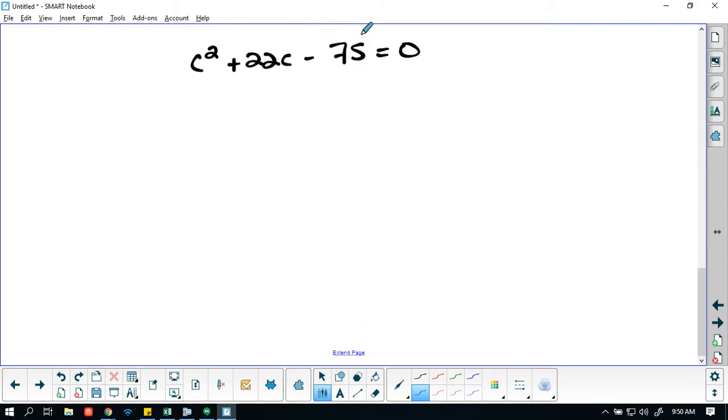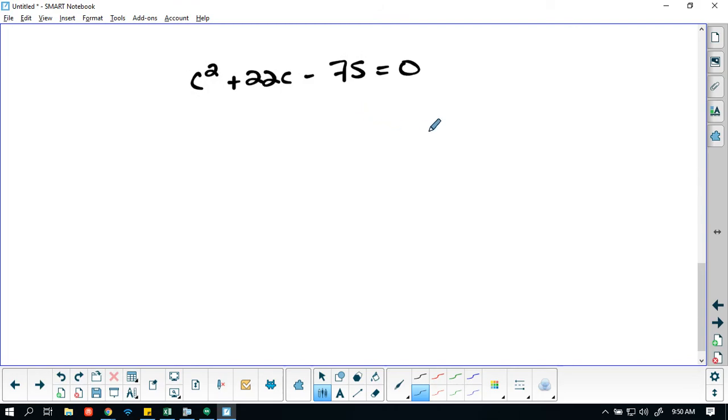Okay, two factors that multiply to give me 75 and also give me 22. So I'm going to think of the factors of 75. Well, 75 is going to be 3 and 25. This is negative, so one of these has to be negative and one of them has to be positive. So if I do 25 minus 3, I get 22. So it's (c minus 3)(c plus 25).